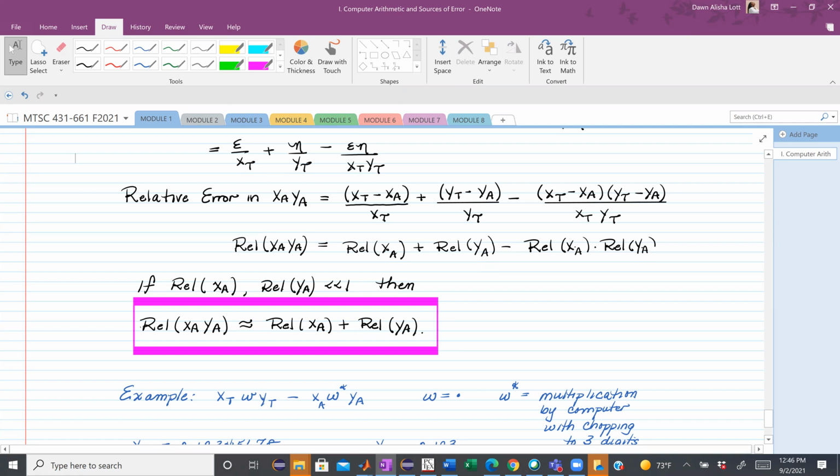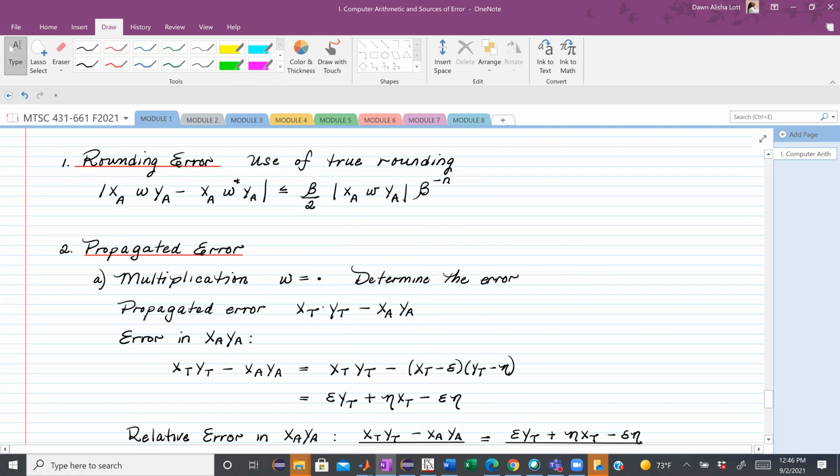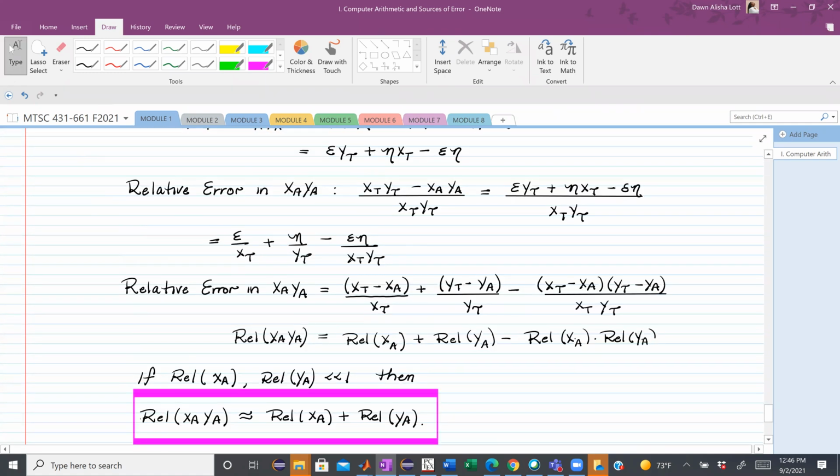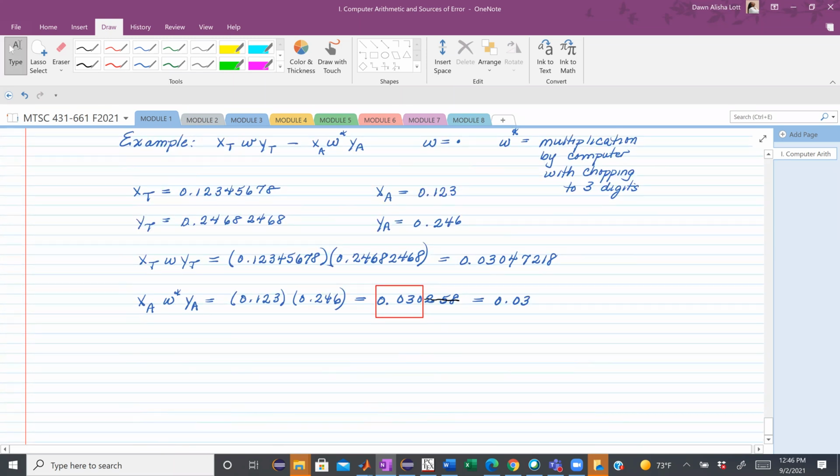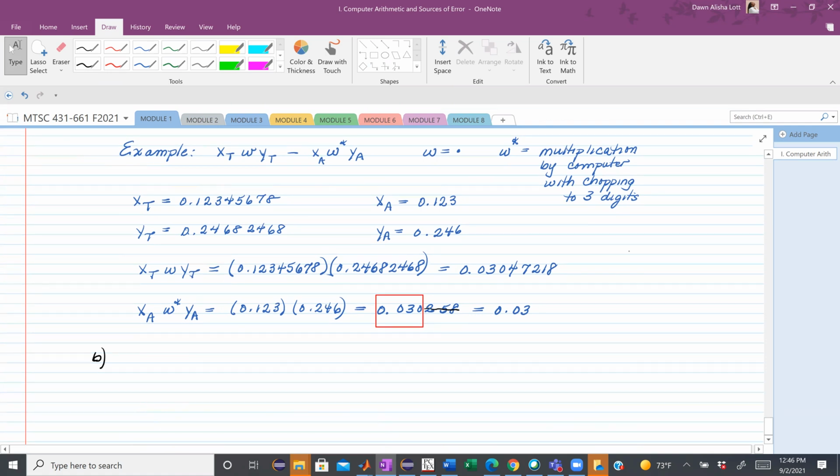Let's look at division. So A was multiplication. B is now division. Oh, and I can keep my example right where it is. Okay, so now I'm going to let my omega, or my W, equal division. So now we want to determine the error in XA divided by YA. And here we're assuming YA is not 0, the same way we assumed up top that XA or YA was not 0.